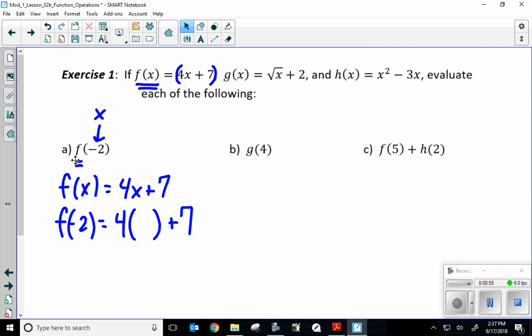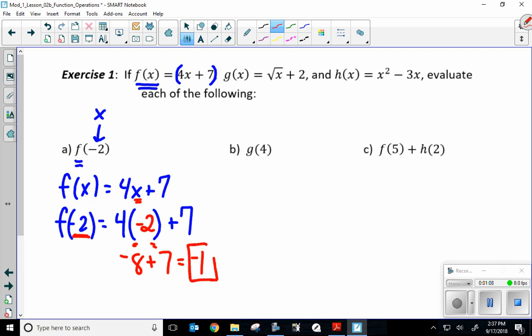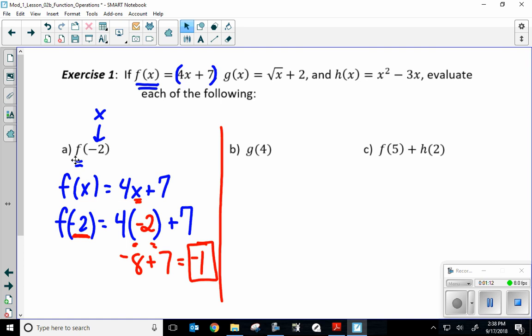Okay? So you see how I had an x here? I'm just going to put parentheses here, and I'm going to input my negative 2 right in for it. We have negative 8 plus 7, negative 1. Done. If you want to start doing some of these, I would pause this video now, go ahead and do them, because I'm just going to go from one to the next right in a row.